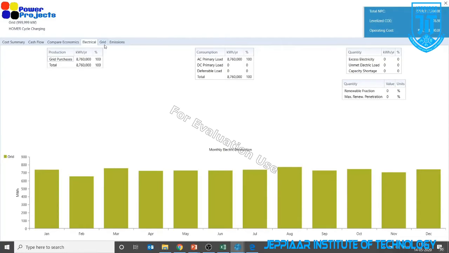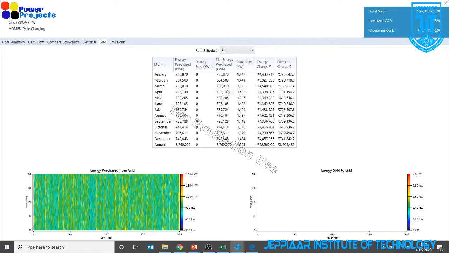Why is it 6.98? You can easily understand from the grid. Here you can see the energy purchased for that particular month, which results in a cumulative of 87,60,000. Energy sold is zero because I don't have any source.